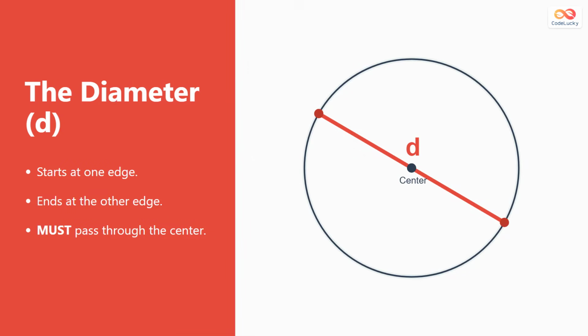Now, let us look at the diameter. Written as the letter D, the diameter is a straight line that starts at one side of the circle and goes all the way to the other side. But there is one very important rule. It must pass through the center point.